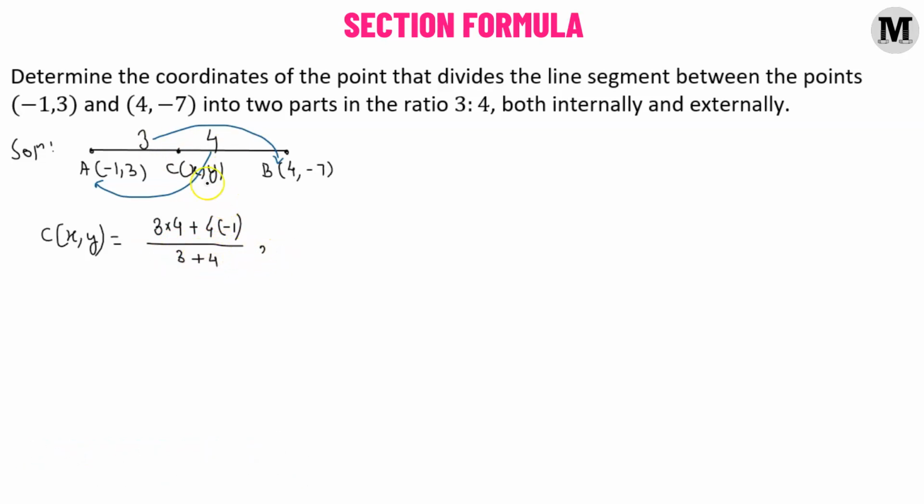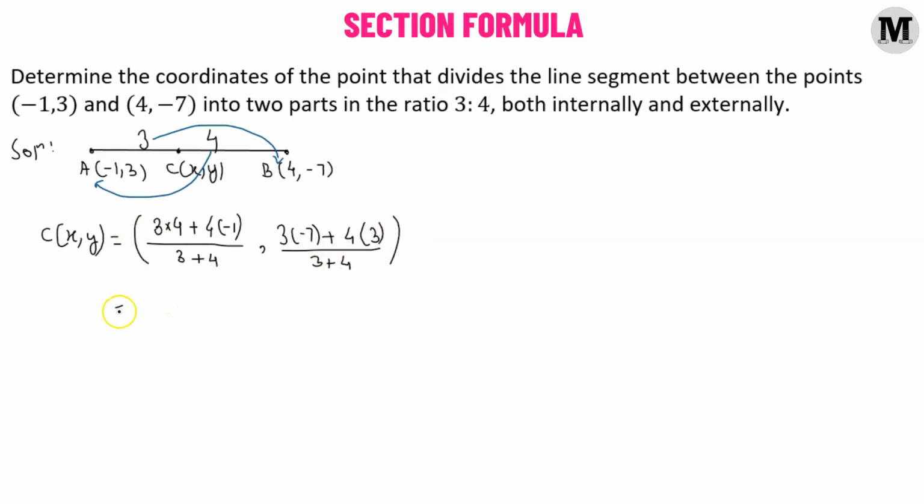Coming to the y coordinate, we'll again start with 3 and multiply it with the y coordinate of B, so that's 3 times -7. Added to that, we take 4 and multiply it with the y coordinate of A, so that's +3, divided by the sum of ratios, 3 plus 4. So let's compute the value.